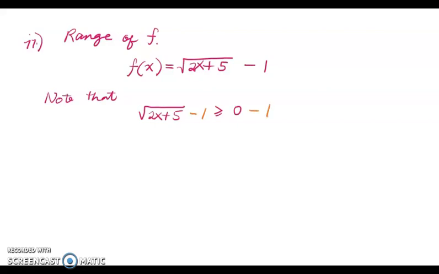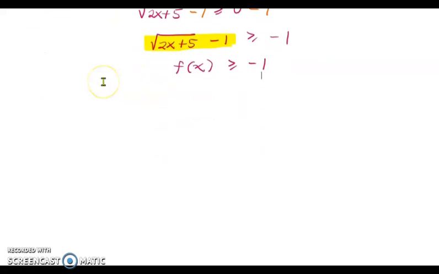Then if we subtract negative 1 to both sides of the inequality, so this will become now the square root of 2x plus 5 minus 1 is greater than or equal to negative 1. And observe that this particular expression is exactly our f of x. Okay, that is our f of x. So f of x is greater than or equal to negative 1. It means that the set of outputs are greater than or equal to negative 1.